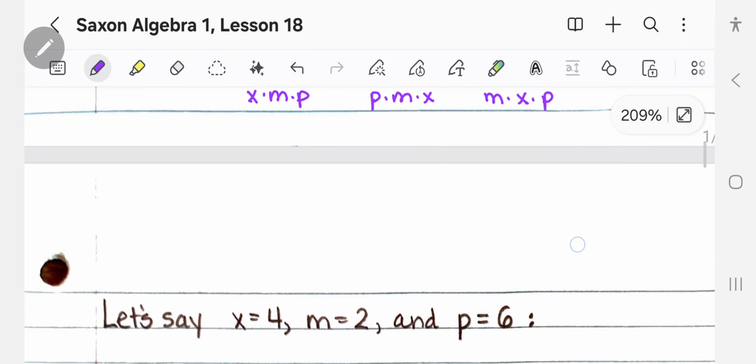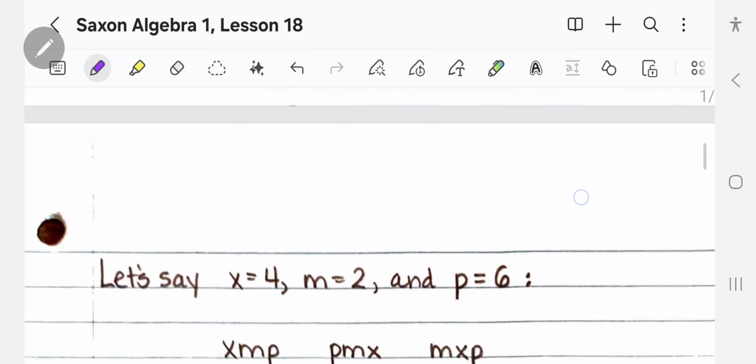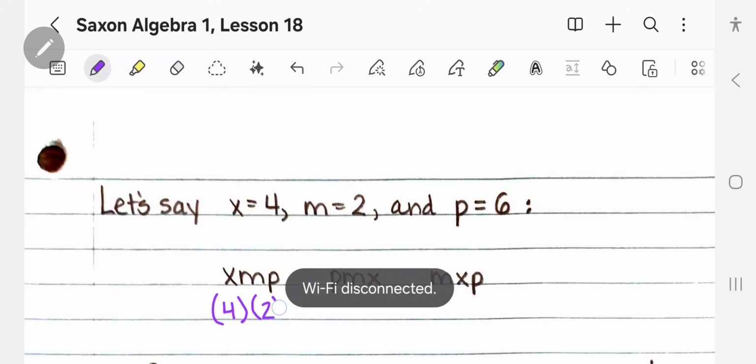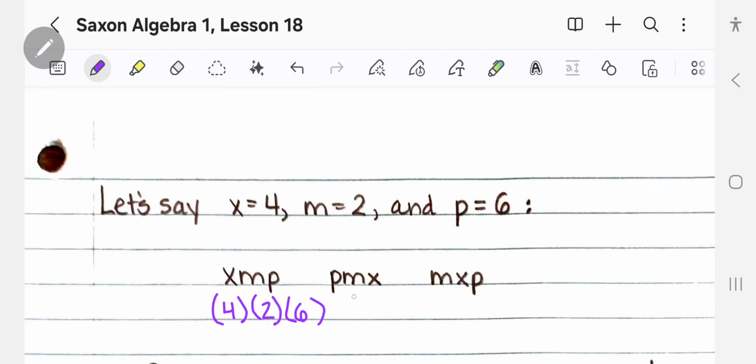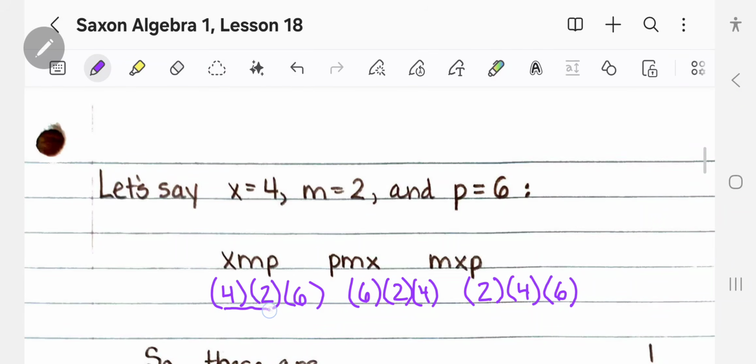Okay, so let's look a little bit more. Same example here, we're just taking the variable parts. Let's say that x is equal to 4, m is equal to 2, and p is equal to 6. So I'm going to put those values in. And then here the p is 6, m is 2, x is 4. They're written in a different order, but the same numbers, aren't they? M is 2, x is 4, and p is 6. We can go ahead and start. 4 times 2 here is 8, and 8 times 6 is 48. So the value of xmp is 48.